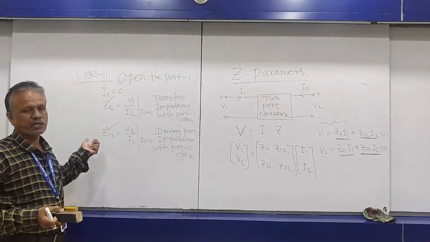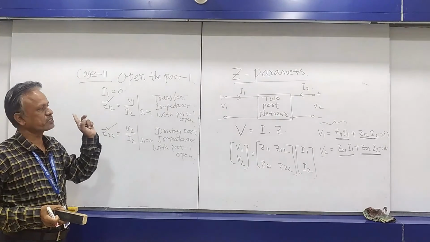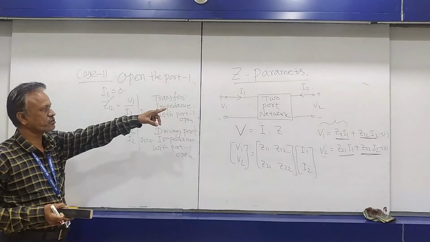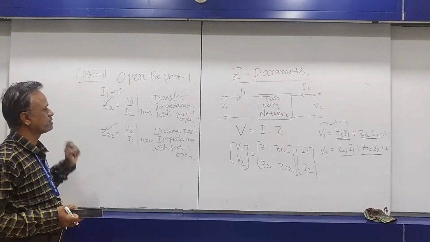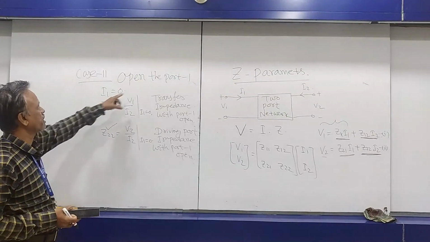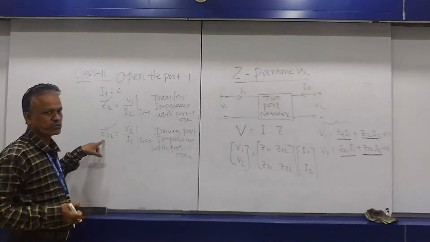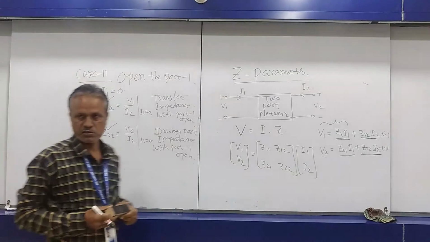So all these parameters we obtain by opening these two ports. First, by making port 2 open, or I2 equal to 0, we got Z11 as well as Z21. Similarly, by opening port 1, we got Z12 and Z22. So these are called the Z parameters.